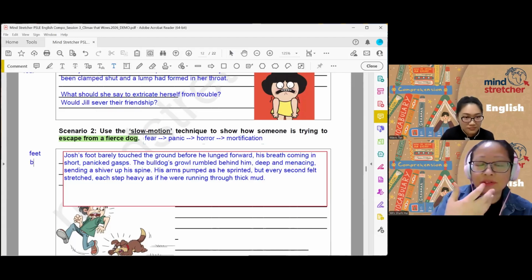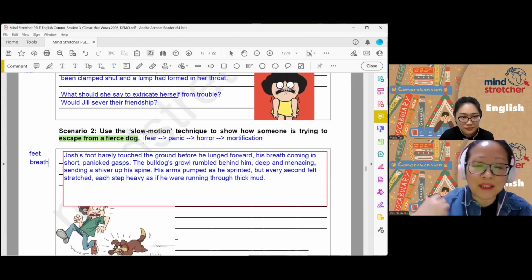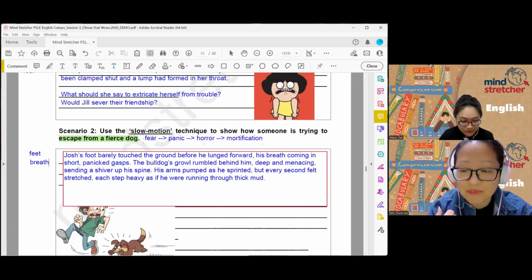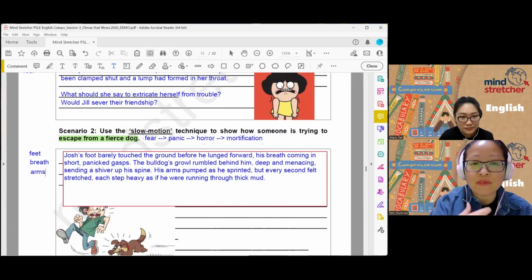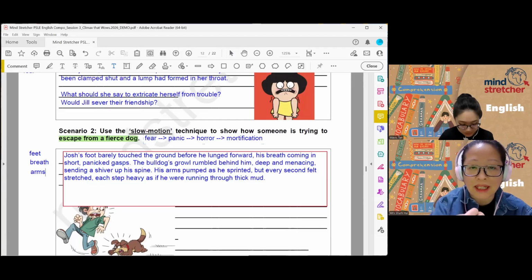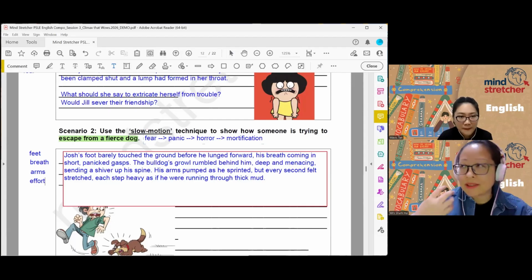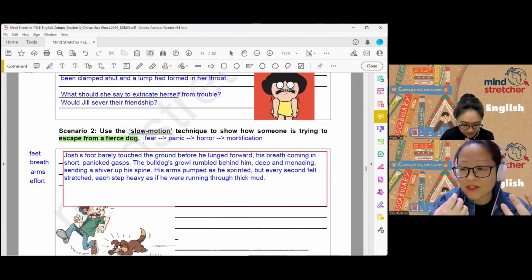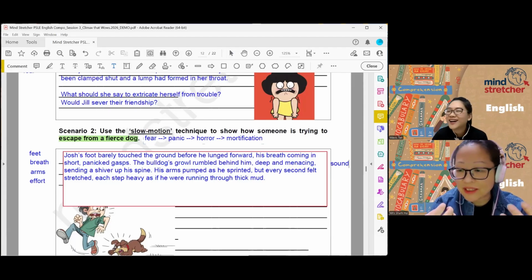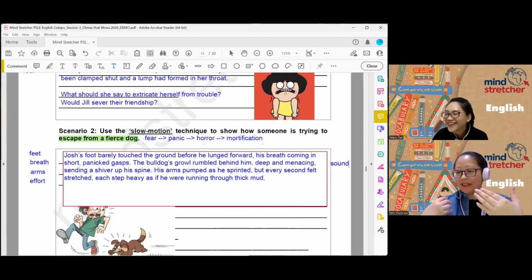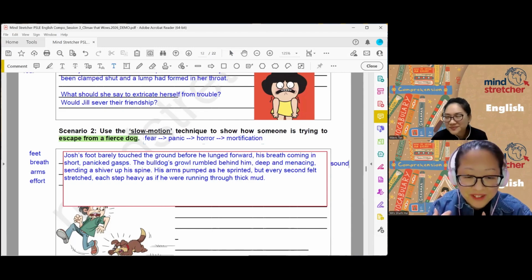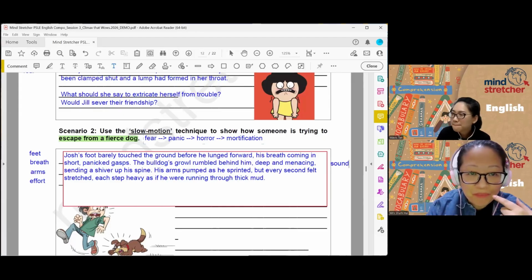And then you need to hear what is happening behind you. How do you know the dog is really hot at your heels? So you have a growl rumbling behind him, deep and menacing. Describe the sound, because if a monster doesn't sound scary, then it sounds as if there's silence from behind, as if you're quite safe. So you need to have all these frightening effects behind, sending a shiver up his spine.